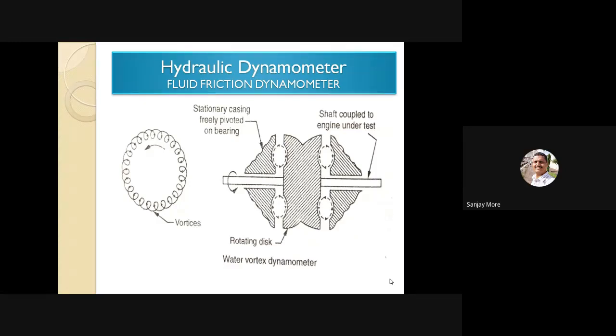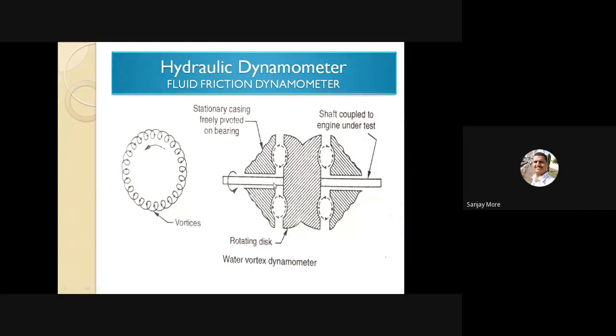See the construction and working of the hydraulic dynamometer, also called the fluid friction dynamometer or water vortex dynamometer. This diagram shows the vortices, meaning the flow of eddy current with the help of fluid. See the construction. This is a stationary casing in which a shaft is coupled or attached.